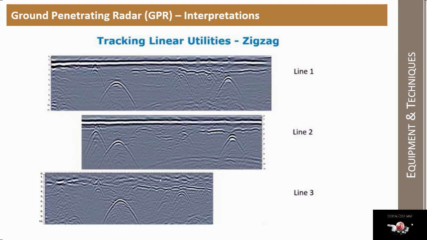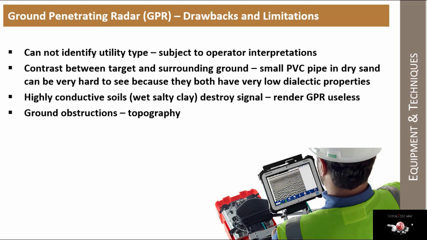Ground penetrating radar, GPR, drawbacks and limitations. Cannot identify utility type, subject to operator interpretations. Contrast between target and surrounding ground: small PVC pipe in dry sand can be very hard to see because they both have very low dielectric properties. Highly conductive soils, wet salty clay, destroy signal, render GPR useless.